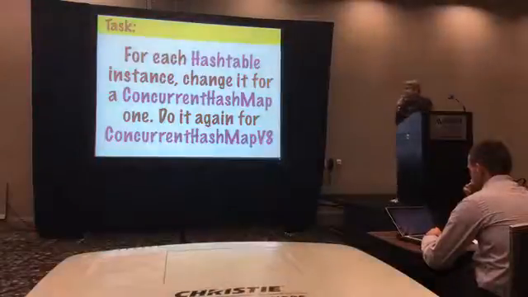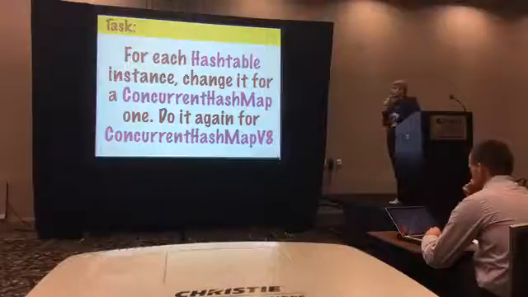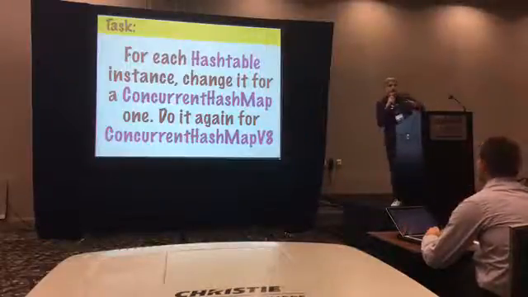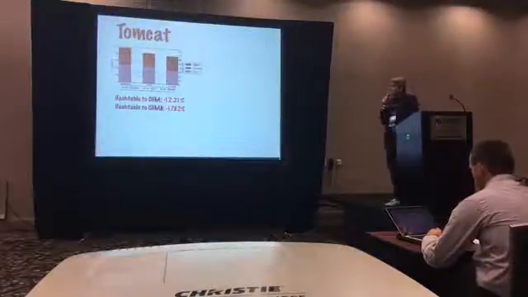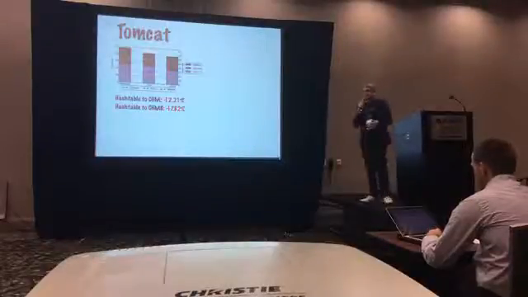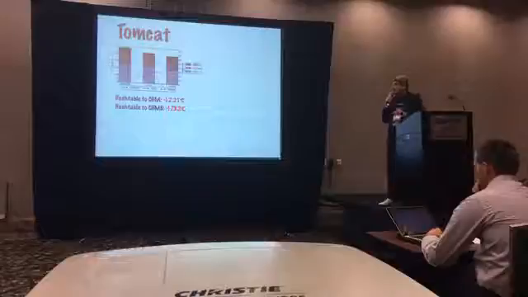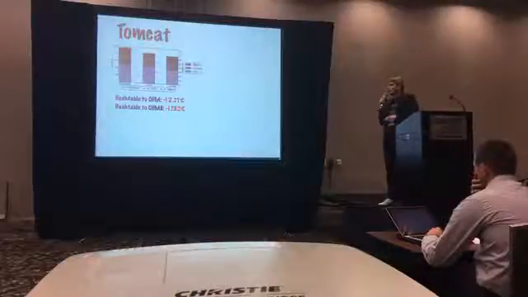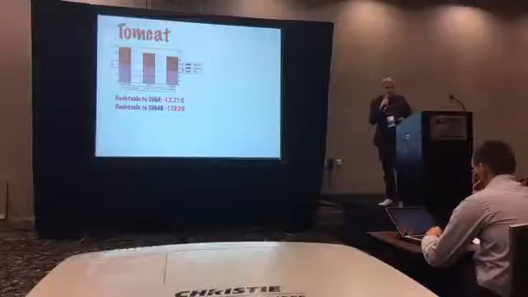So we did the following. For each Hashtable instance, change it to ConcurrentHashMap, do the measurements, and after that, do it again for ConcurrentHashMap V8. Right? We just changed the implementation. So these are the results for Tomcat. As we can see, transforming from Hashtable to ConcurrentHashMap, we saved about 12% of energy just by doing this kind of transformation. And then, when we changed from Hashtable to ConcurrentHashMap V8, we saved 70%. So just by doing a trivial modification, we saved a lot of energy.